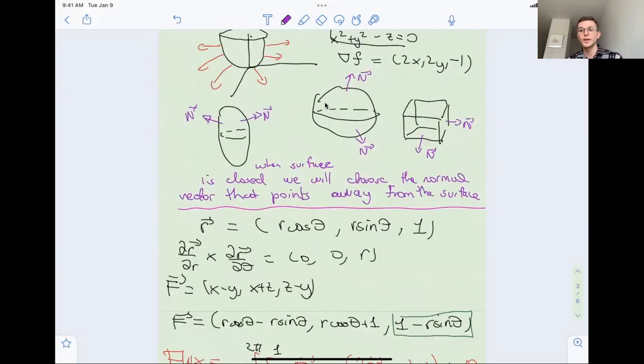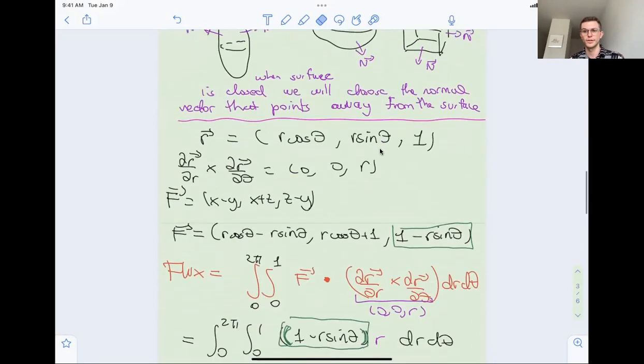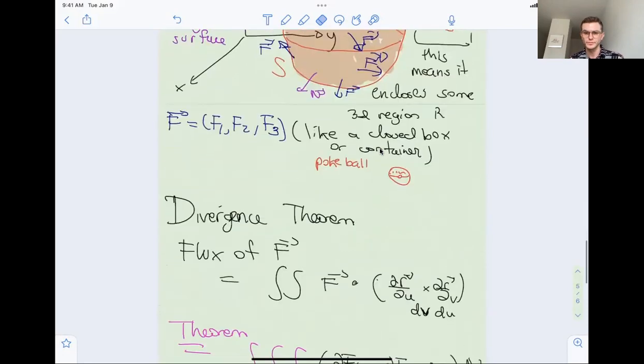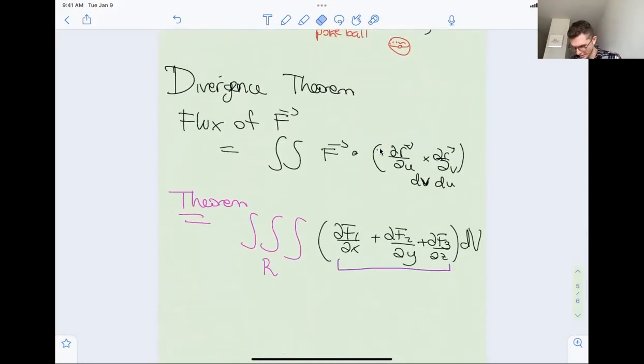Like if you had tried to find the flux over the sphere, that means the flux over the surface of the Earth. What the divergence theorem is saying is that instead of doing the integral over the surface of the Earth, you can do an integral over the crust, the mantle, the core, all the interior, all the inside. And what you integrate instead is this sum of partial derivatives, which is called the divergence of f.